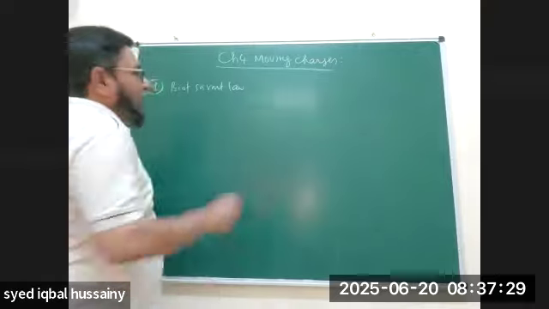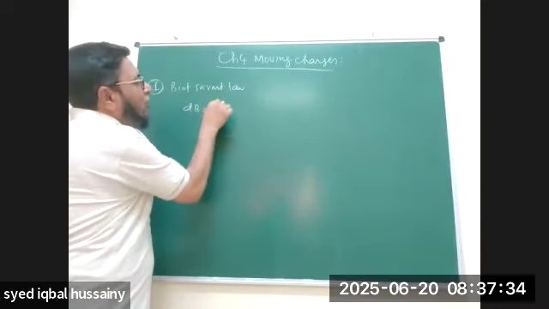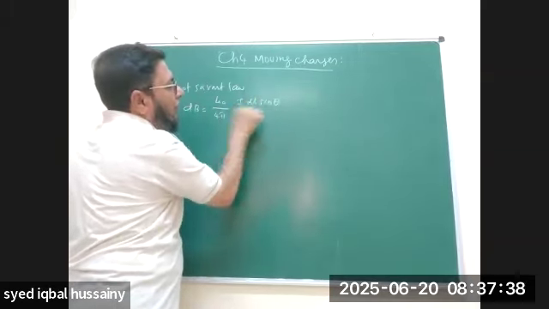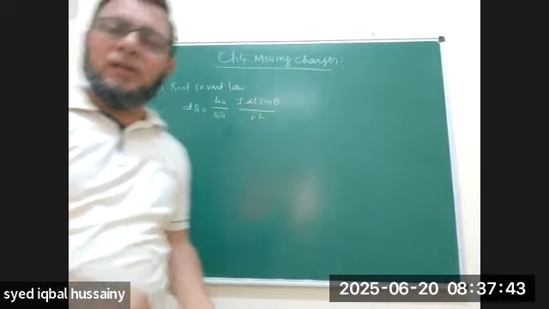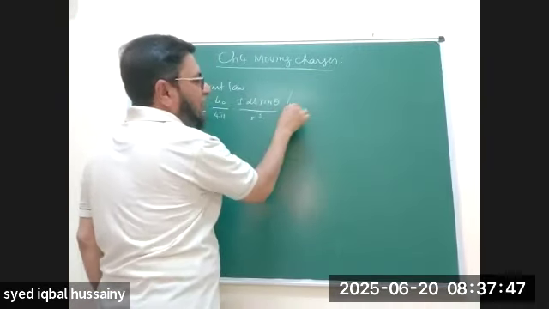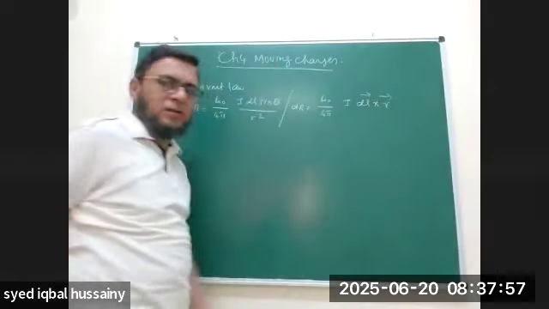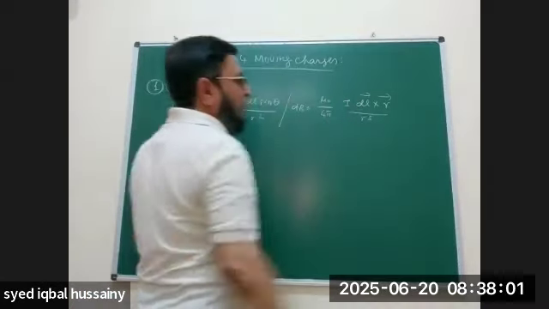So what is the Biot-Savart law? You know that dB will be equal to mu naught by 4 pi, I dl sin theta by r squared. This you should never forget. Okay, bachcho, so this is the Biot-Savart law. And if I ask you the vector form of the Biot-Savart law, immediately you should say: dB equal to mu naught by 4 pi, I dl cross r by r cube. This is the vector form.